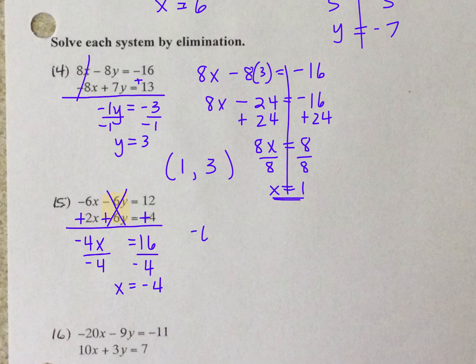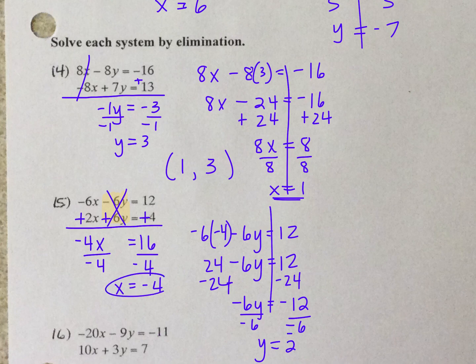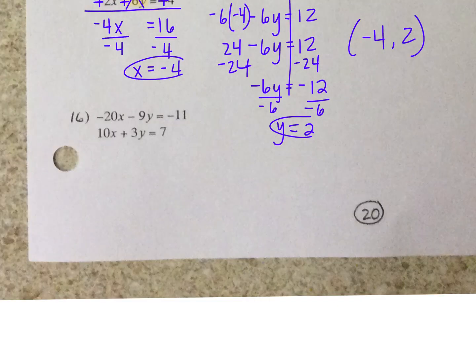All right, I'm going to rewrite my top problem. Instead of x, I'm going to erase it and put in that negative 4. So now I have 24 minus 6y equals 12. Subtract 24. Negative 6y equals negative 12. Divide by negative 6. I end up with y equals 2. Got my x, got my y. Negative 4, 2. And this is our last one.